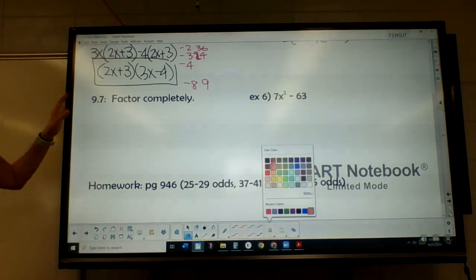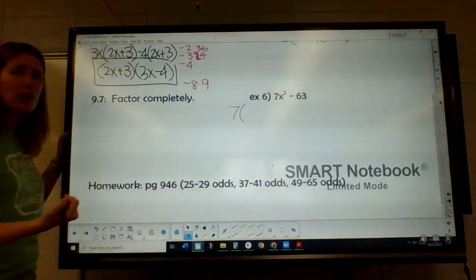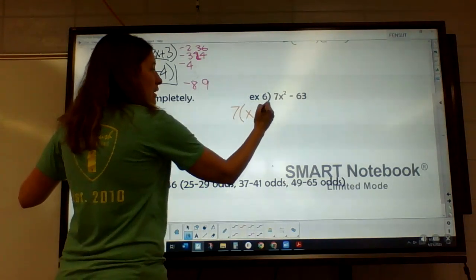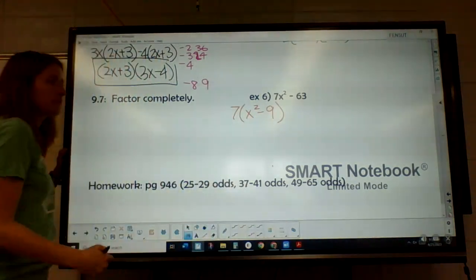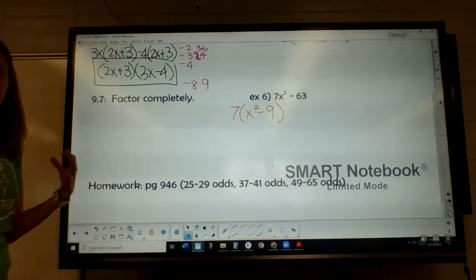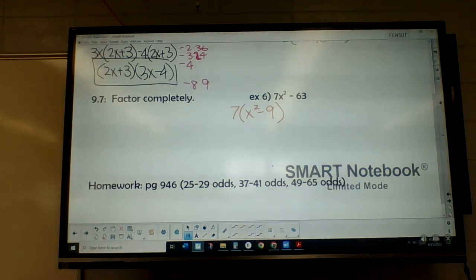So what can I do first here? Yep. Yeah, 7 actually goes into both of these. If you're ever unsure, try it with your calculator. Divide 63 by 7. And you end up with 9. But it says to factor completely. Now, technically, I should say that all the time, and maybe I do on the test. I can't remember. But really, you should always keep trying.